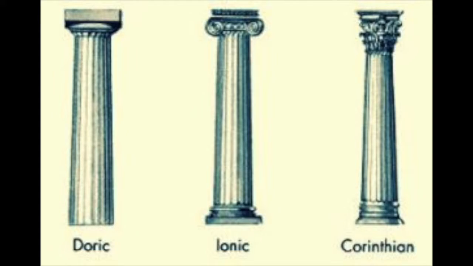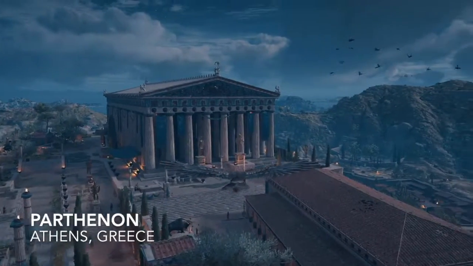The three orders of architecture are Doric, Ionic, and Corinthian, but they each have their own style to them. I will first detail the Doric order. The Doric column is the most traditional form of column.